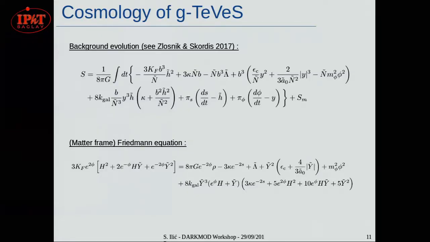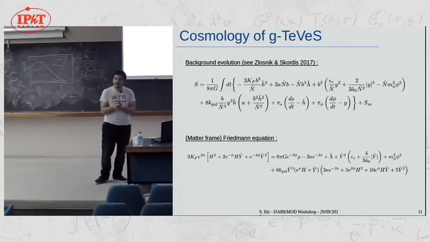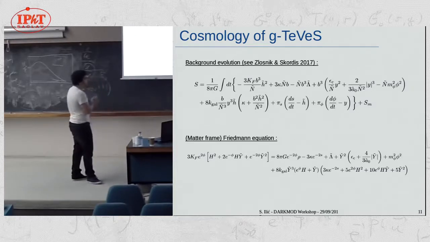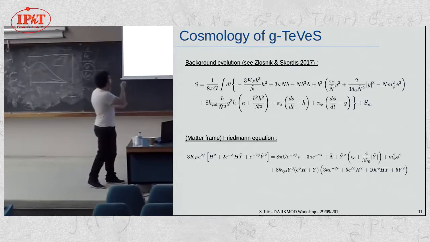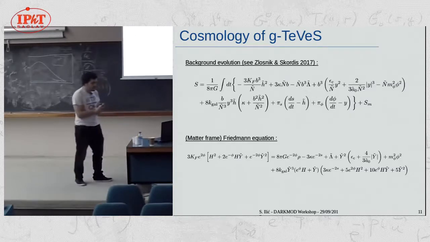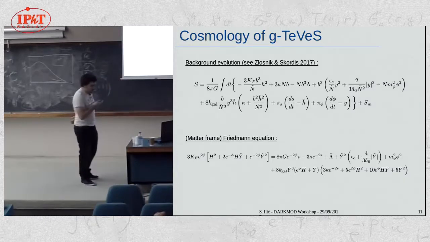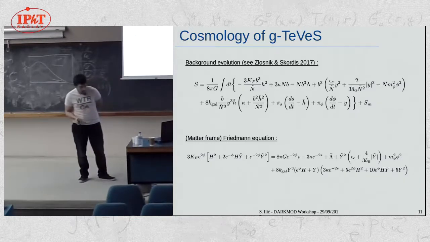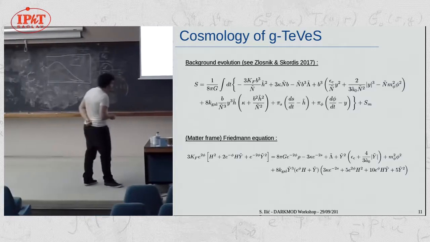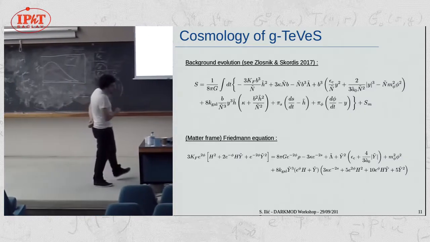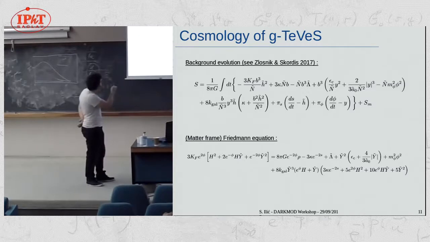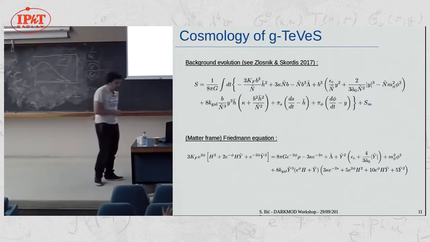So this is nice and all, but what we want to do eventually is to test this theory and to see how it fares in a cosmological context. The first steps towards this, towards deriving the cosmology of the g-TeVeS model, have been performed recently by colleagues of mine, who derived the background evolution of this g-TeVeS model. They derived the field equations assuming FLRW symmetry. And in FLRW, the action can be reduced to this more simple form here.